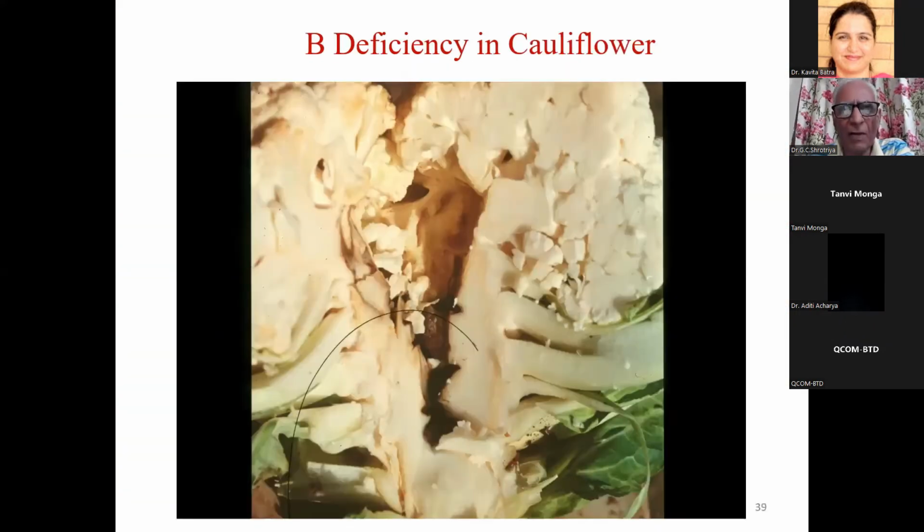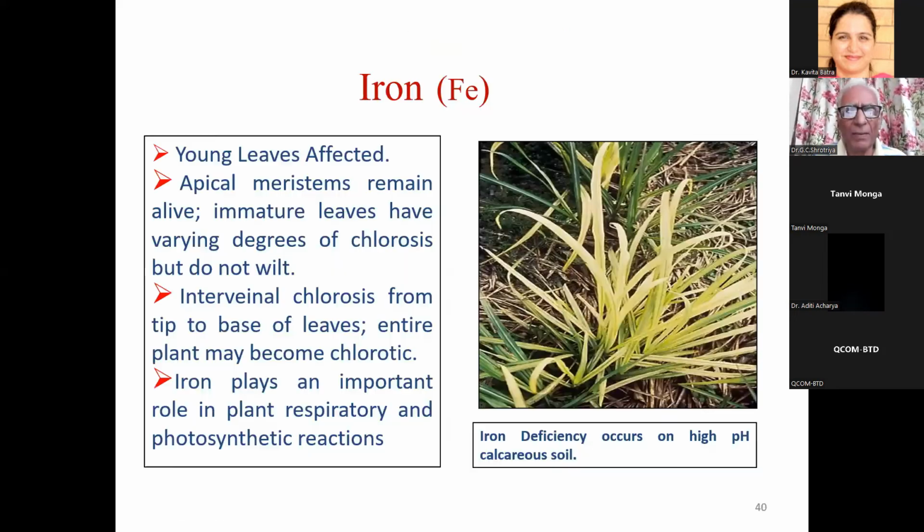Boron deficiency in alfalfa. Next, please. Oh, in cauliflower, when boron deficiency is there and you cut the cauliflower, you see this type of rotting here in the center of the flower, cauliflower. This is how the boron deficiency appears in cauliflower. Next, please.